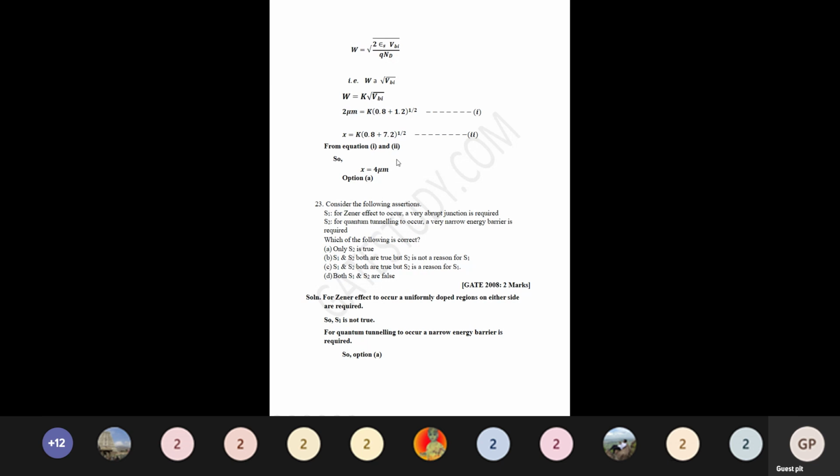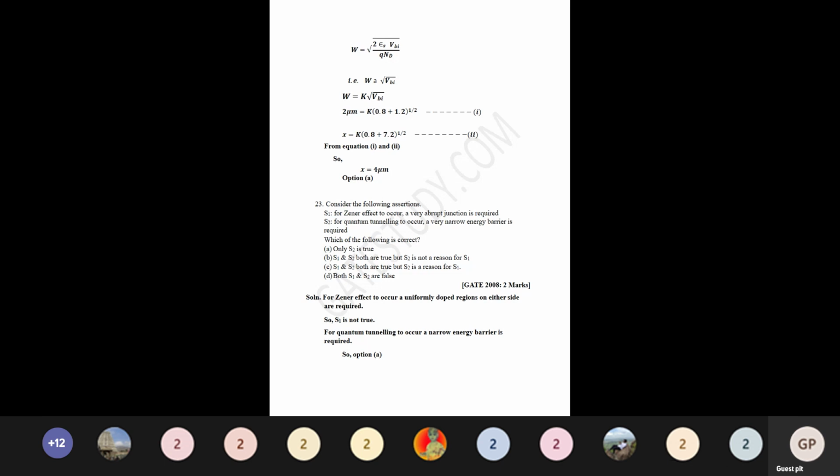Next, consider the following assertions. S1: for Zener effect to occur, a very abrupt junction is required. S2: for quantum tunneling to occur, a very narrow energy barrier is required. Which of the following is correct? Options are: only S2 is true; both S1 and S2 are true, but S2 is not a reason for S1; both S1 and S2 are true, and S2 is a reason for S1; both S1 and S2 are false.